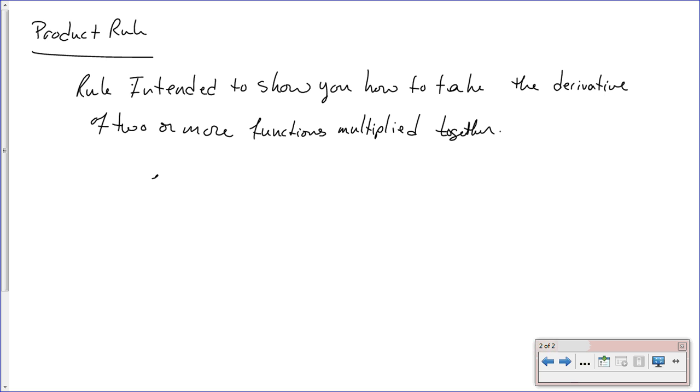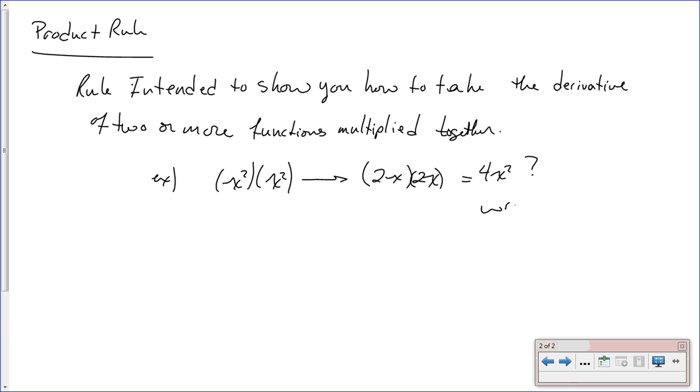For instance, let's look at an example. So there we have x squared times x squared. Normally, the derivative of x squared is 2x, which is correct. So would this be 2x times 2x, which equals 4x squared? No, this is wrong. That is not how you do that.